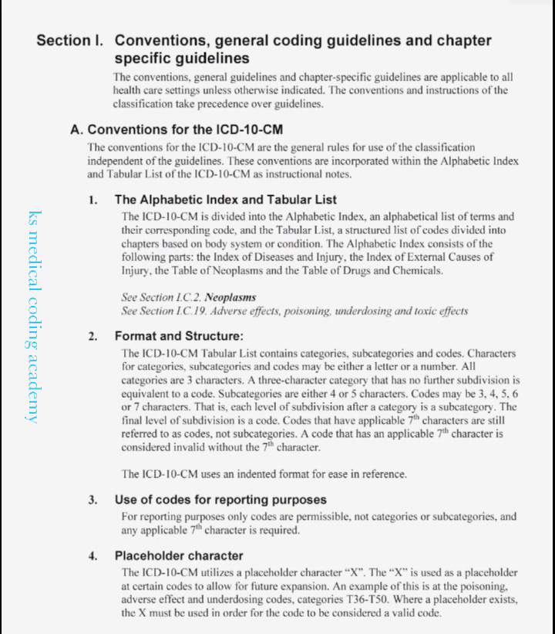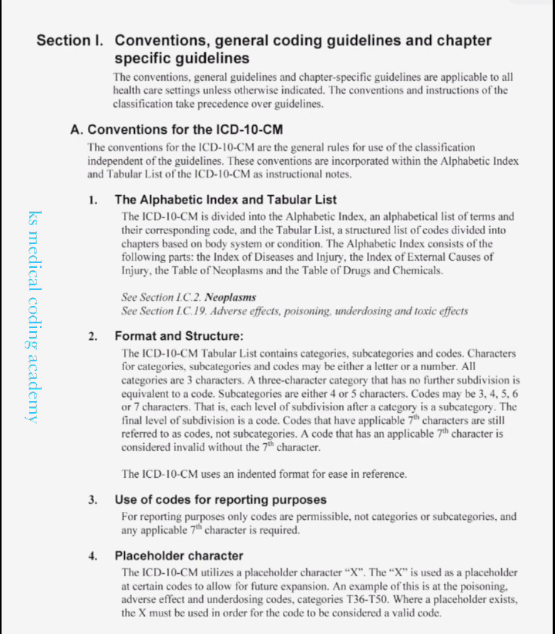1. The alphabetic index and tabular list. The ICD-10-CM is divided into the alphabetic index, an alphabetical list of terms and their corresponding code, and the tabular list, a structured list of codes divided into chapters based on body system or condition. The alphabetic index consists of the following parts: the index of diseases and injury, the index of external causes of injury, the table of neoplasms and the table of drugs and chemicals. See section I.C.2, Neoplasms. See section I.C.19, Adverse effects, poisoning, underdosing and toxic effects.